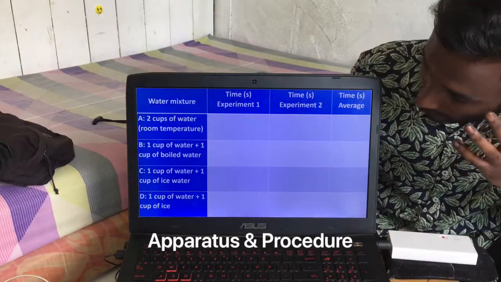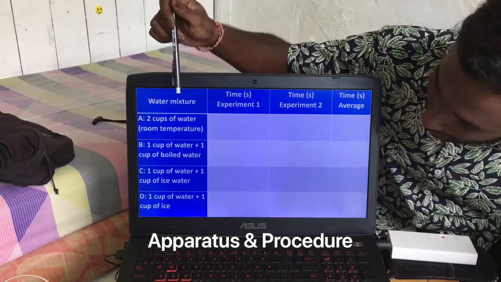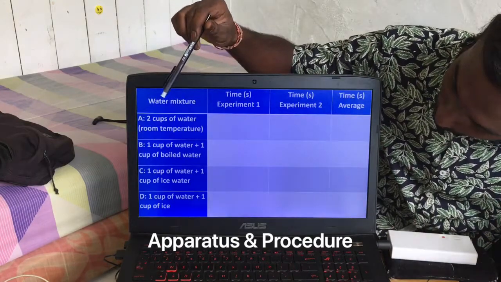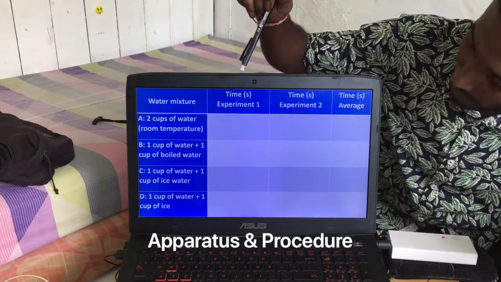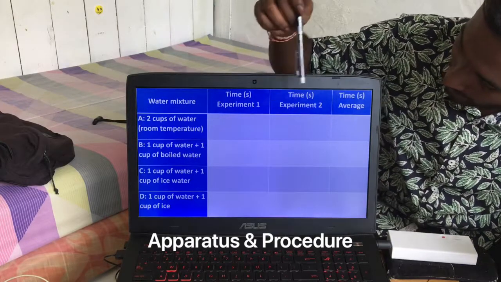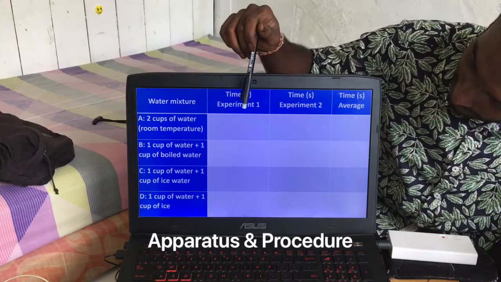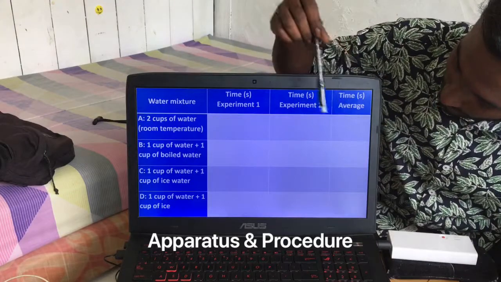Then, in this experiment, we have four types of different water mixtures. For each type we should do two trials so that we can calculate the average time. How to calculate the average time? We add the first trial and the second trial, then divide by 2. Later on I'll show you the steps also.